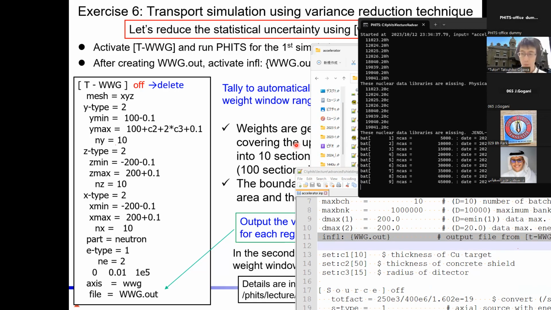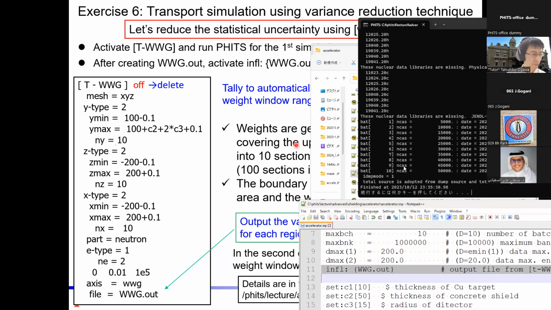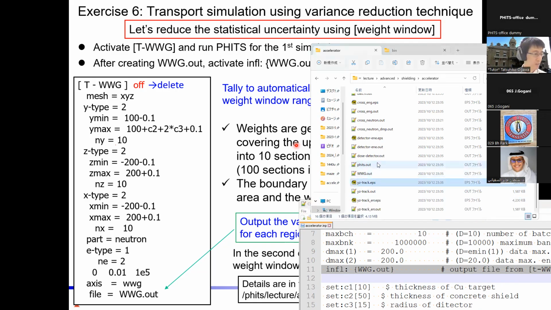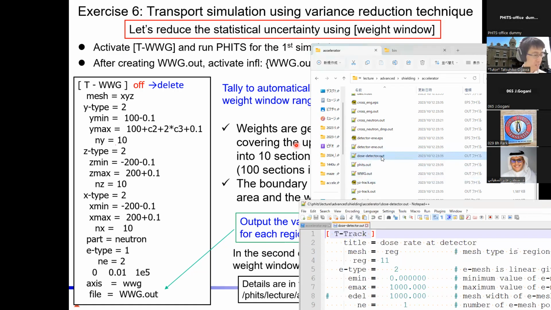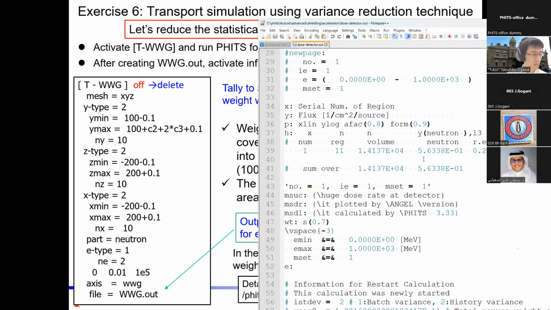I do not do it this time, but if you run this input file again, after this run, you can make calculation even more accurate thanks to the iteration. And you can run iterations 3 times, 4 times, etc., to make calculation more accurate. I do not do that this time. Instead, let's have a look at the tallied dose.